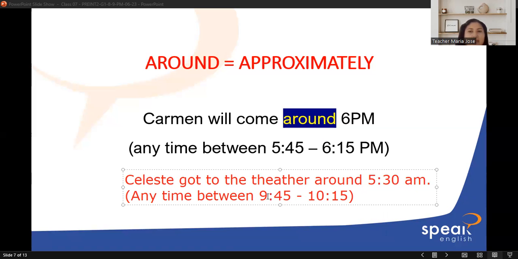Probably the person can get there at, I don't know, 5 a.m., and maybe 5:45, okay? So it's something in between, like around 5:30, maybe at 5 a.m., maybe 5:45, I don't know, around. So we just play with the times in this case. Can you give me one example with this one? Let me see, Francisco, using around.